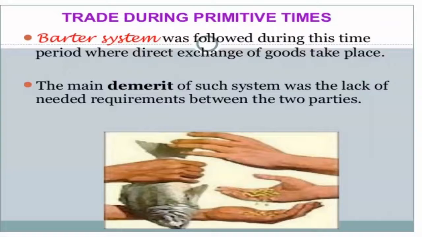In this slide, we'll talk about trade during primitive times. Guys, primitive time means old times or ancient times. When there was no money, how did people do trade? It's very important to talk about it. Yes, guys, in old times, or ancient times, when there was no paper money, people exchanged goods for goods. So guys, the exchange of goods for goods is called barter system.